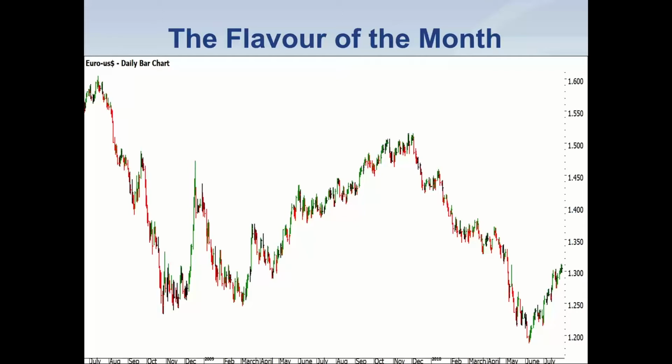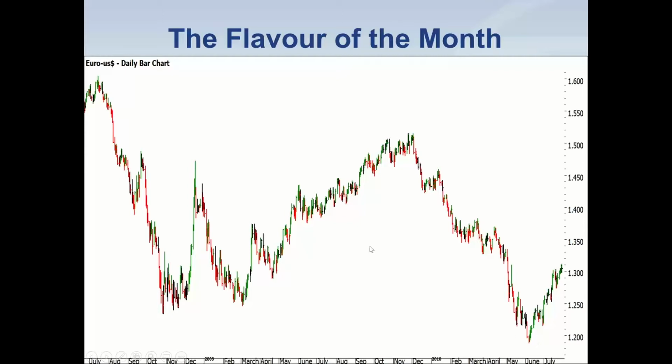Now, during that time, have a look at how markets reacted. In July of 2008, we had this top in the euro, and the euro just shot down until October. It really tanked. Then we shot up into a December high. Then we ran down into a March low. Then we ran up into a November high. Then we ran down into a June low.